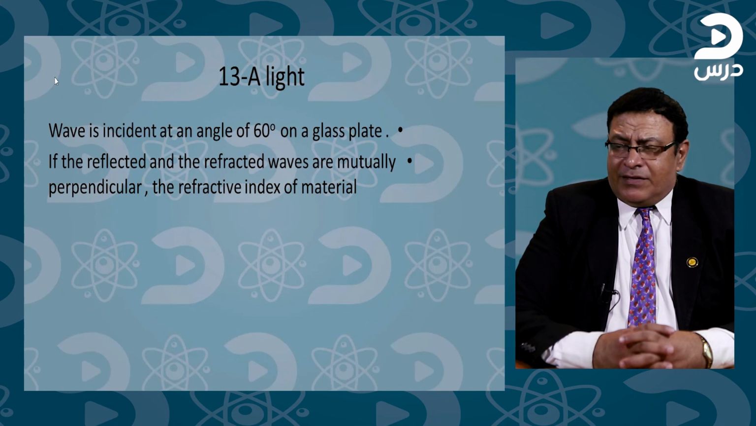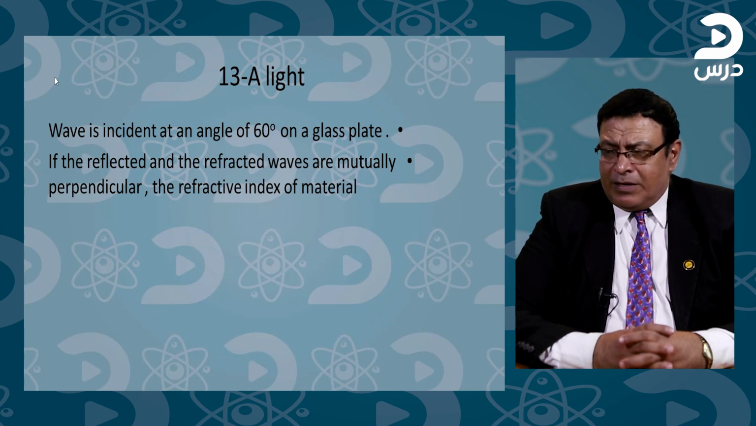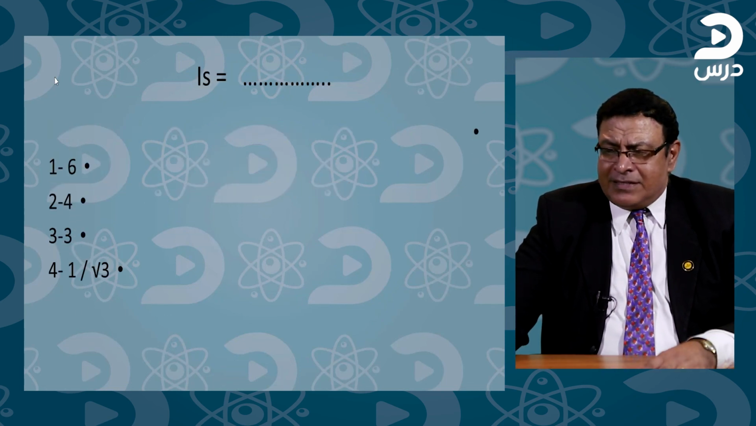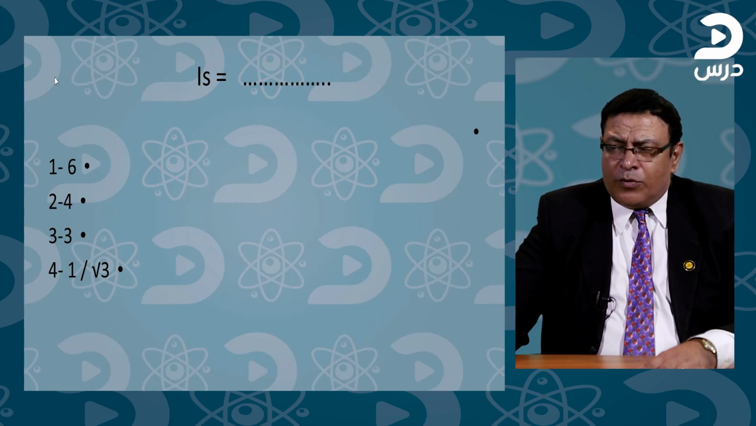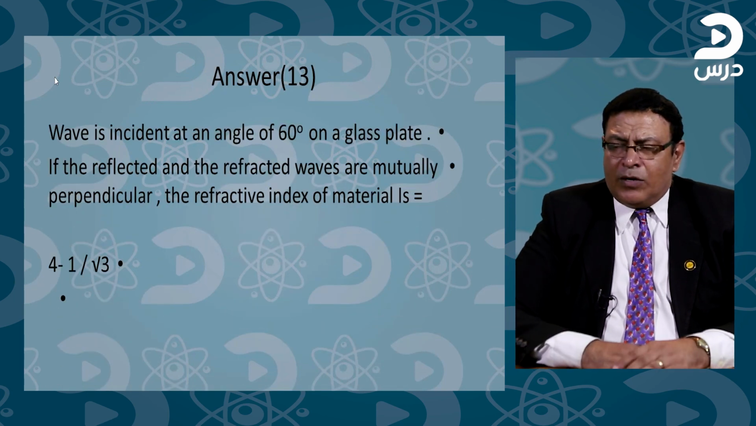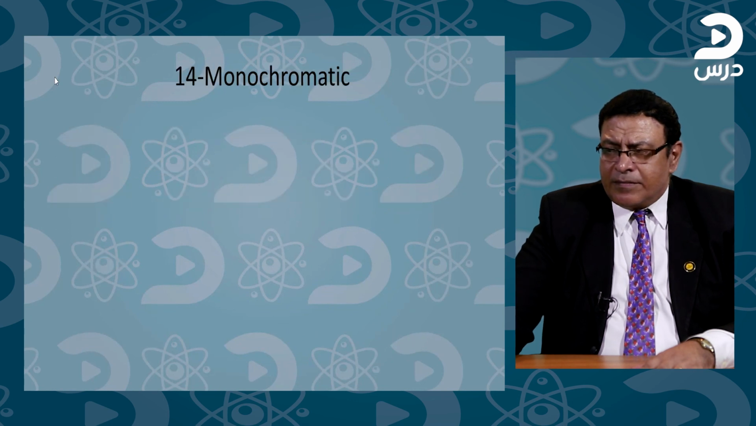Choose number 13. A light wave is incident at angle 60 on a glass plate. If the reflected and the refracted waves are mutually perpendicular. بيقول هنا the refractive index of the material is هل هي 6 ولا 4 ولا 3 ولا 1 over root 3. طبعا الانسرز اكيد هتبقى 1 over root 3.